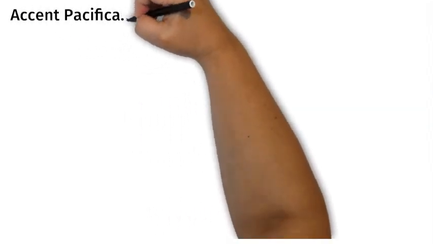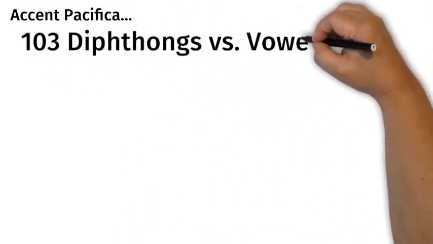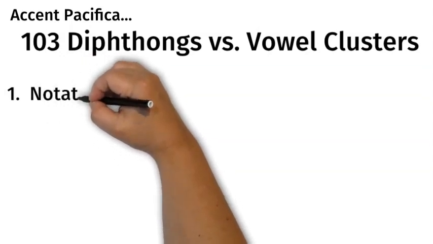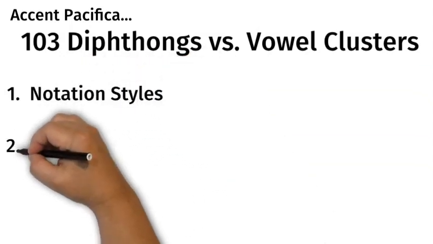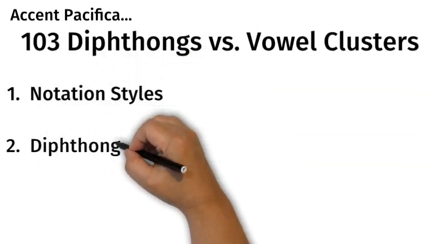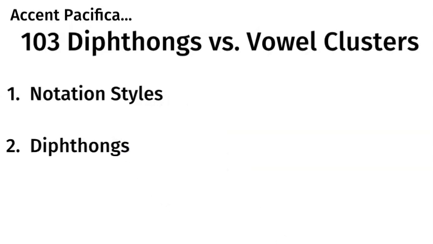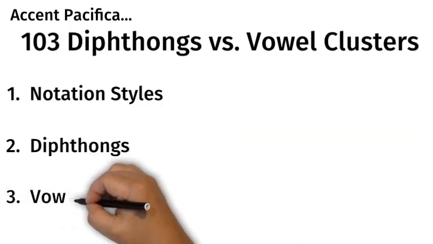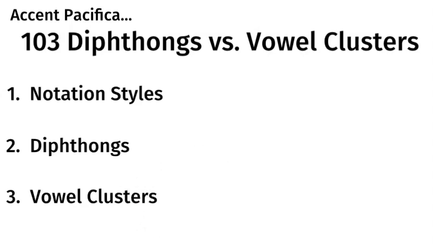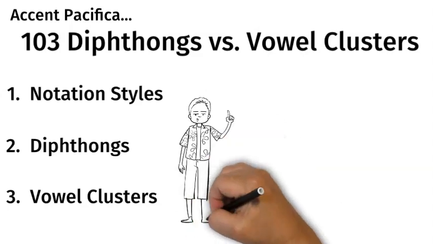Welcome back to our continuing exploration of English phonetics. Today, we will delve into the fascinating realms of diphthongs and vowel clusters. Diphthongs are complex vowel sounds that glide smoothly from one quality to another within a syllable.